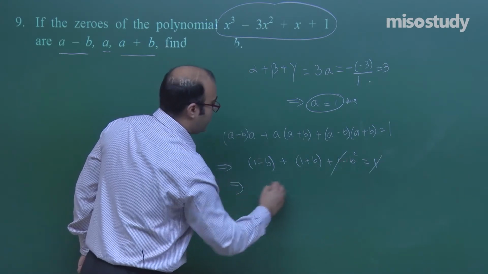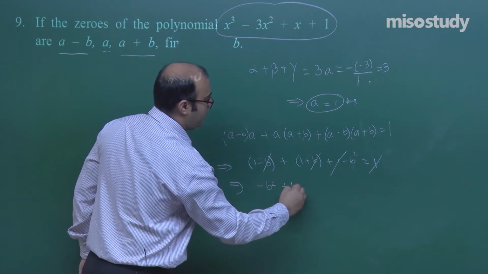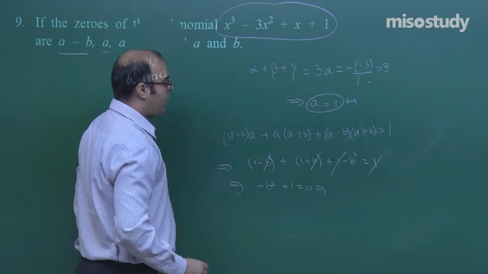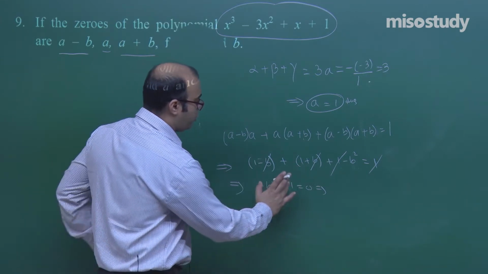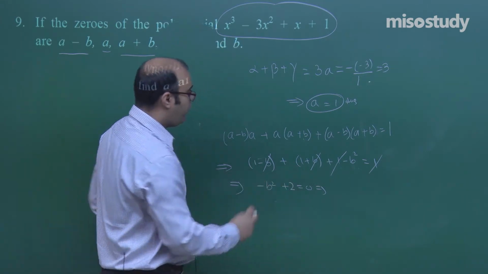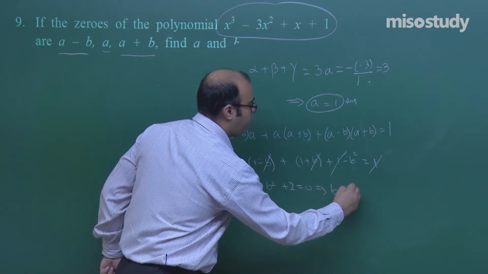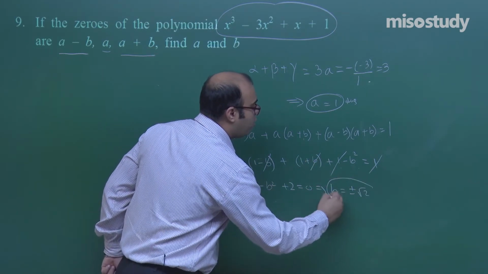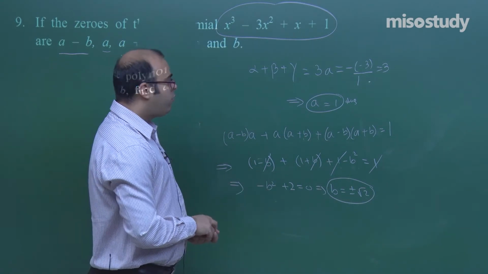So what do we obtain? Minus b square, b also gets cancelled, plus 1 is equal to 0. So we are getting b square is equal to 1 plus 1 is 2, sorry. So we are getting b square is equal to 2, which means b is equal to plus minus root 2. We are getting two values of b, plus root 2 and minus root 2. Which value should we take?